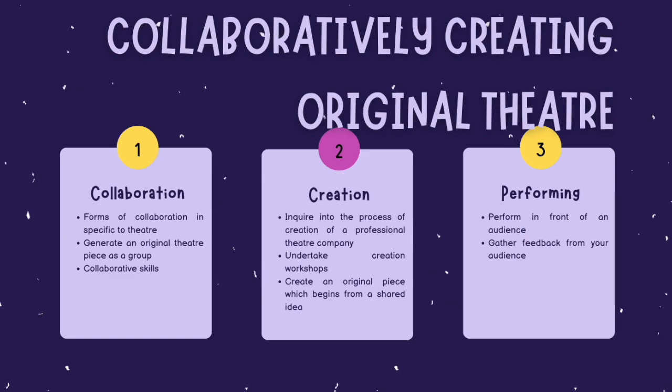And this leads us to a third aspect of collaboratively creating original theatre, which is performing. And here you're going to look at two aspects of performing. First of all, yes, performing in front of an audience. You get to choose your audience, you get to really plan the whole audience experience. What information do you give them? How do they come in?